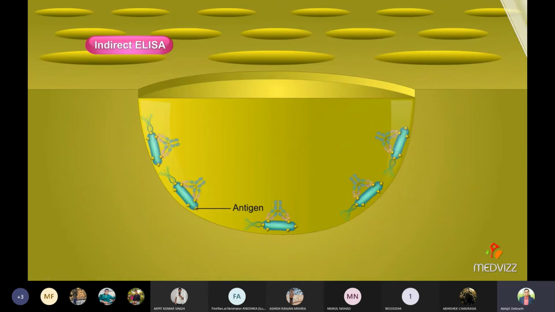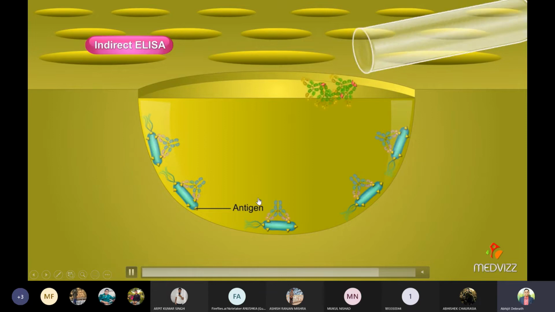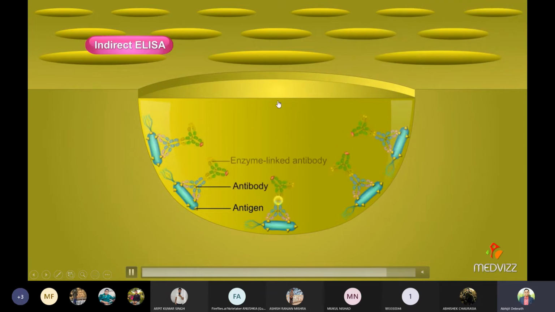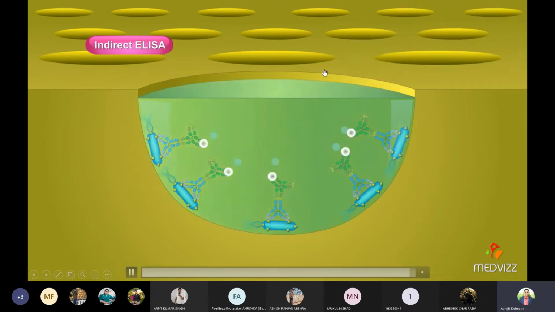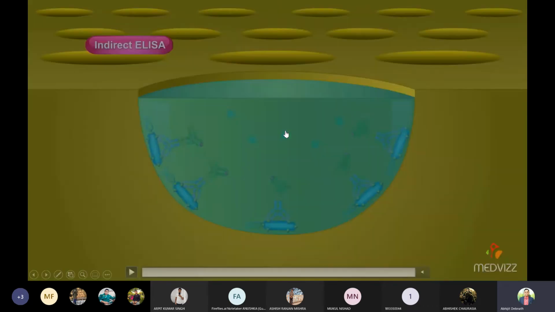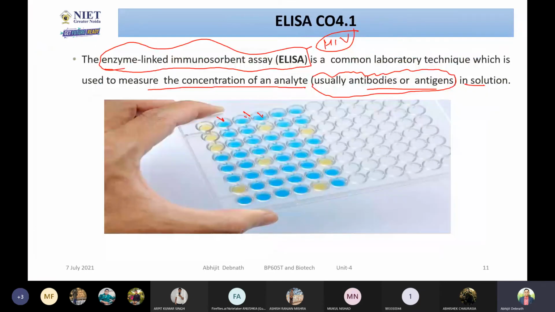Antibody will bind with its specific antigen; एंटीबॉडी जो है वो अपना जो स्पेसिफिक एंटीजन है उसके साथ ही बाइंड होगा, वो कहीं और बाइंड नहीं होगा. Okay, so now again you are going to add some enzyme linked antibody. Those enzymes will bind with the antibody, and then you are going to add the colorless substrate, because the colorless substrate will produce the color. You can see the colors are being formed. Based on that, you can confirm that yes, the sample has HIV or something else.